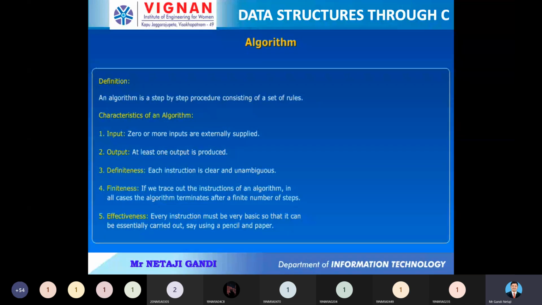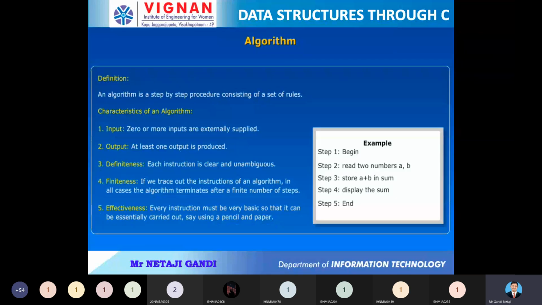Every time the changes can occur, that is, runtime changes can occur, that is called dynamic. So the input can be static input or dynamic input, and the output can be static output or dynamic output. So those are the characteristics: definiteness, finiteness, and effectiveness.